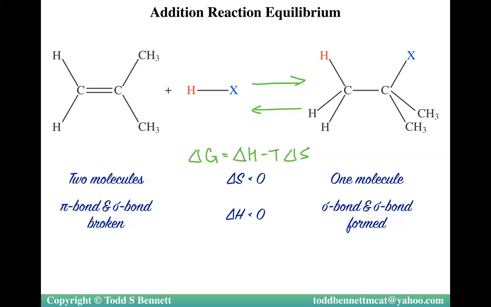So 2 to 1 molecules or 1 to 2, that's a significant entropy change. But breaking two notably weak bonds to form notably strong bonds, that's a pretty significant delta H factor. So the temperature actually is going to be our most important factor in what we're looking at here.